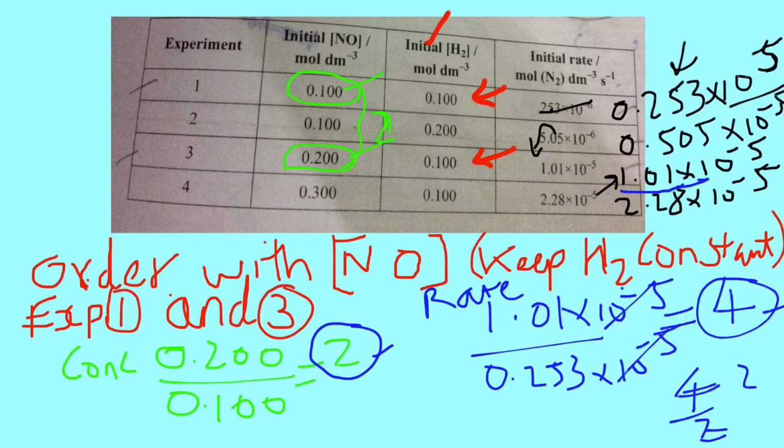But here the concentration is doubled and the rate became 4 times, that is 2 squared. So it becomes 4 times. That type of reaction is actually a second order reaction. So I will explain that also. Always remember, concentration is given.